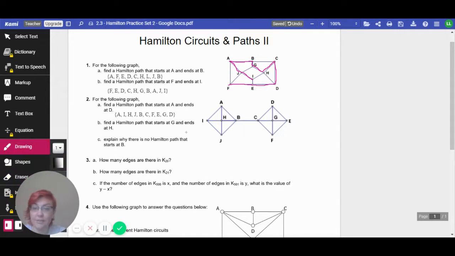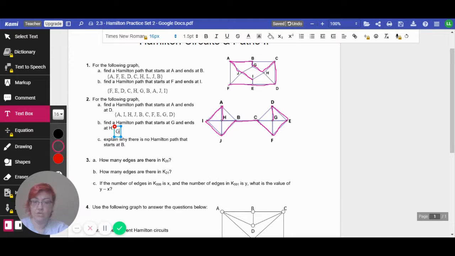Let's find a Hamilton path that starts at G and ends at H. Okay, I need to do all of these vertices before I travel that bridge because then I won't be able to get back. G, D, E, F, C. Now I'll travel that bridge and go J, I, A, H. And there we go. G, D, E, F, C, B, J, I, A, H.